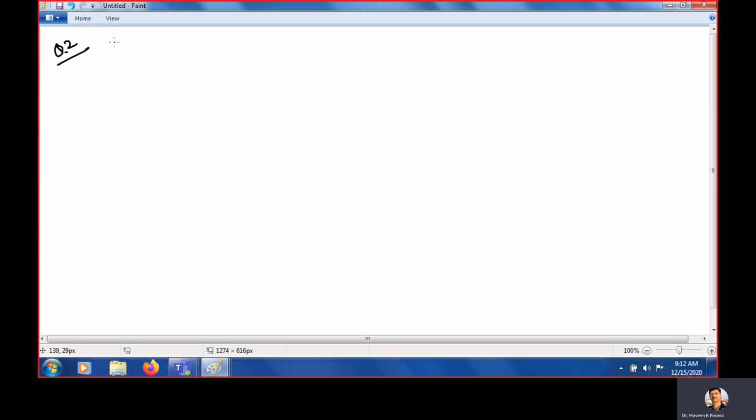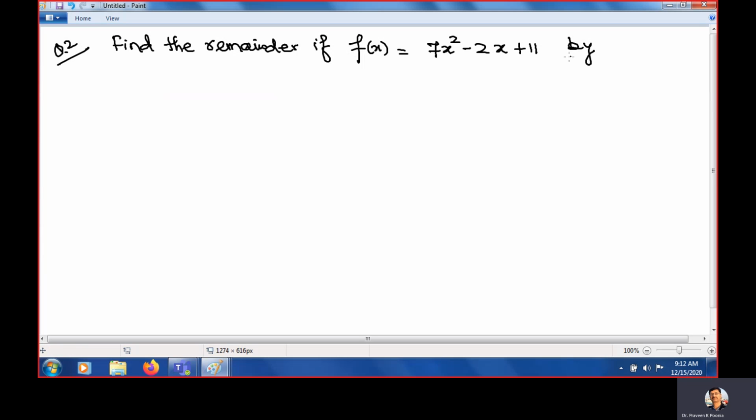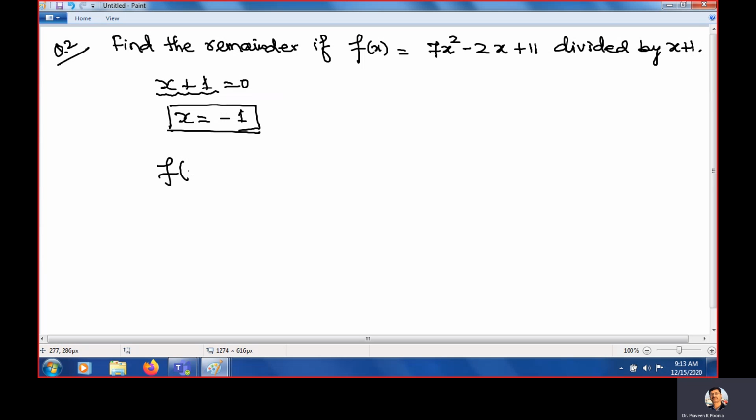Find the remainder if f(x) is equal to 7x power 2 minus 2x plus 11 is divided by x plus 1. Now the divisor is x plus 1. Put x plus 1 equal to 0, because the divisor is x plus 1. So what is the value of x you are getting? It is minus 1. Now put this value minus 1 here.